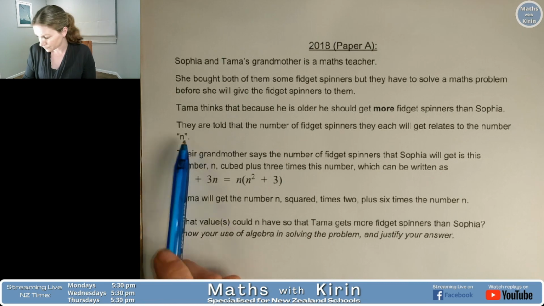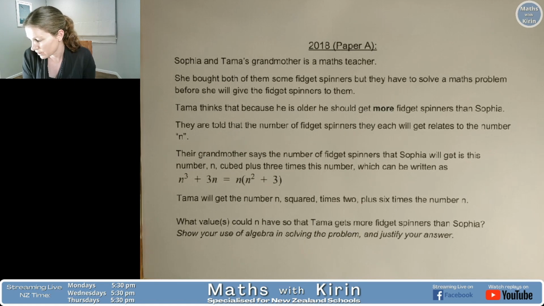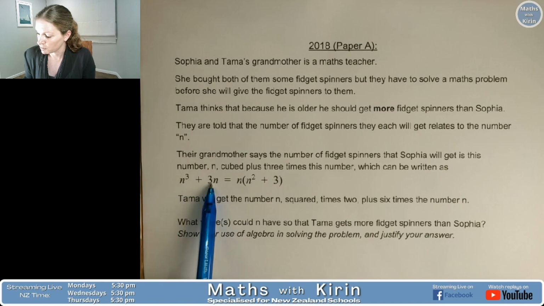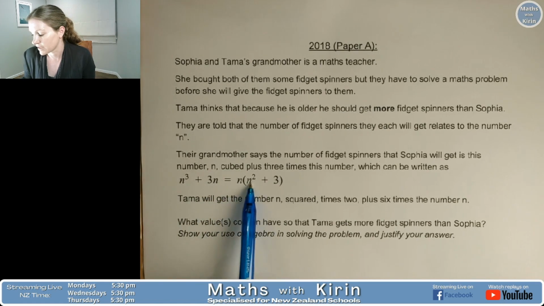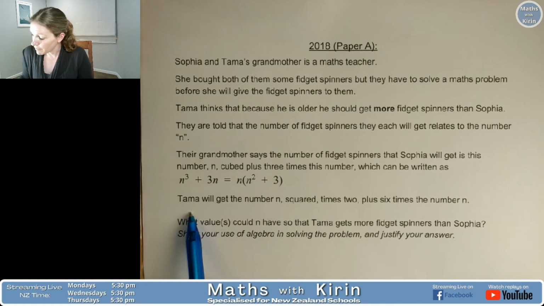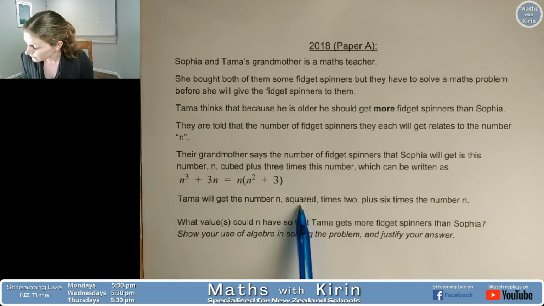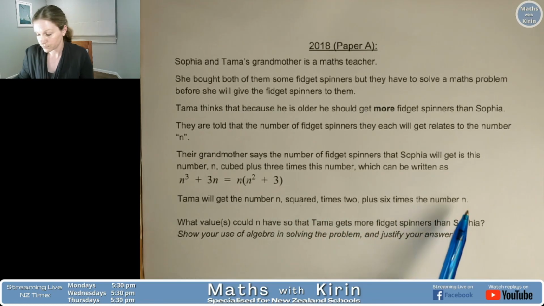That's our variable. Their grandmother says the number of fidget spinners that Sophia will get is this number n cubed plus 3 times this number, which can be written as n cubed plus 3n, or that's the same as n times n squared plus 3. Okay, taking out that factor of n. Tama will get the number n squared times 2 plus 6 times the number n.